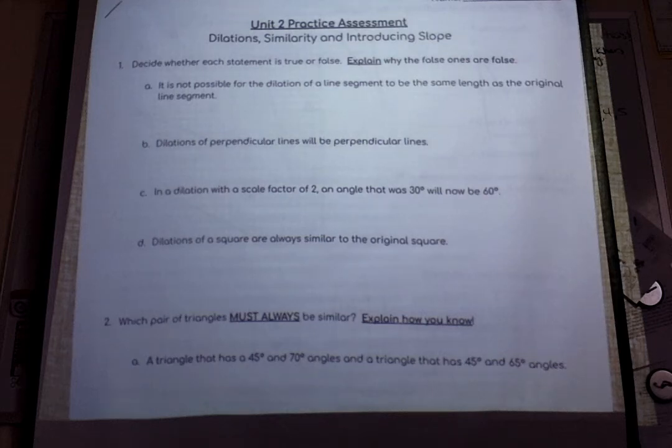I'm going to do something a little bit different for our upcoming Unit 2 test. Unit 2 test is all on dilation, similarity, and introducing slope. So on our review that we received, I'm going to do a voiceover as I go over each of our questions.